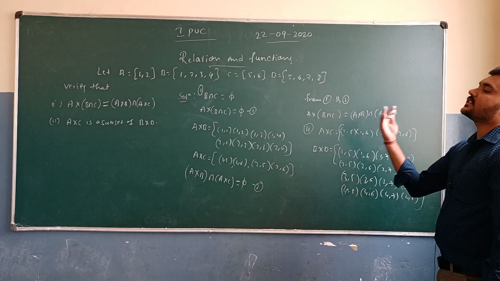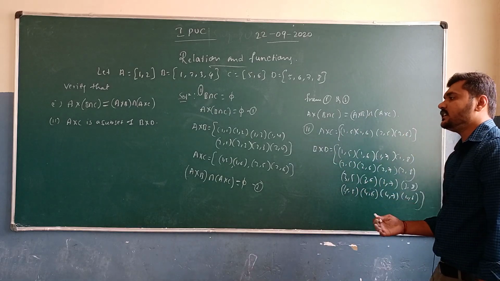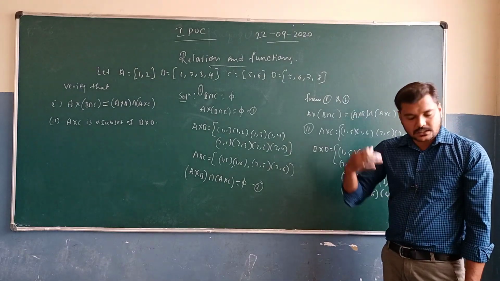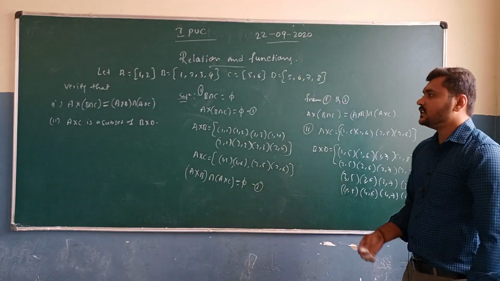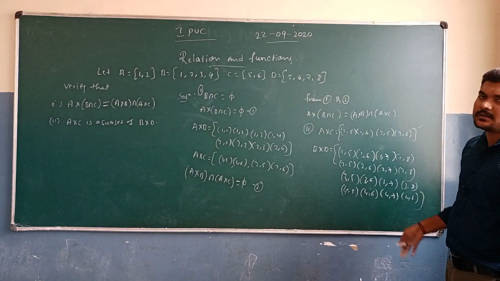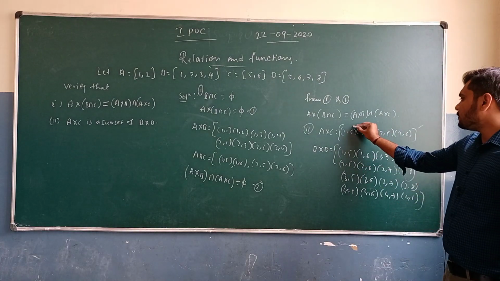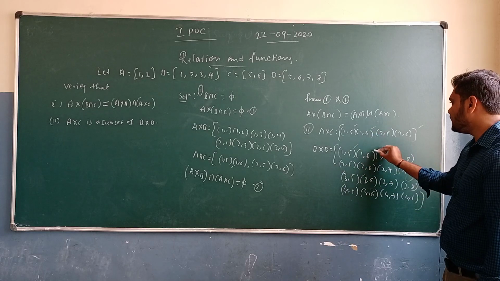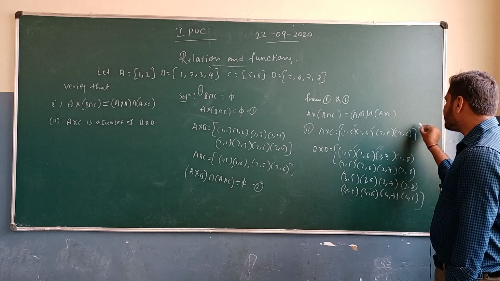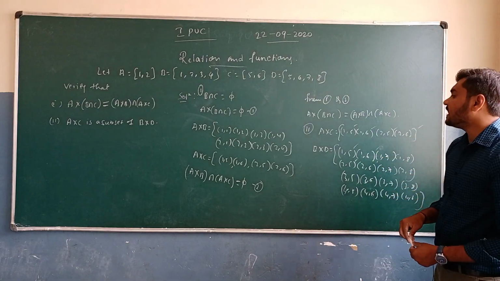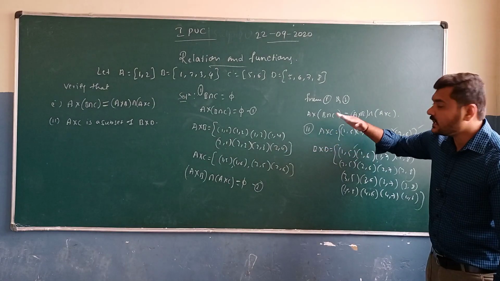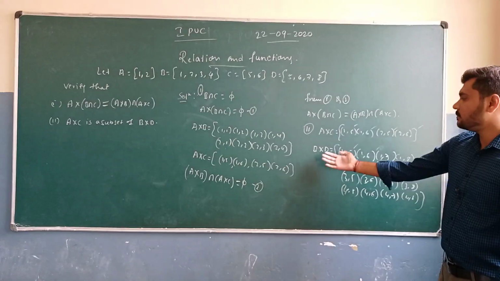Here A cross C is a subset of B cross T, and the elements present in A cross C must be present in B cross T. Look, is 1,5 there? Yes. 1,6? Yes. 2,5? Yes. 2,6 is there. So the elements present in A cross C are going to be present in B cross T, which means A cross C is going to be a subset of B cross T.